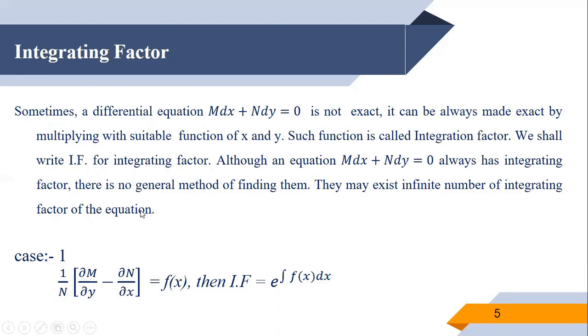Okay, there are some cases we use for finding the integrating factor. First, 1 upon N. Suppose the equation is non-exact, and then we use this formula: 1 upon N (del M by del y minus del N by del x), and if this calculation gives a form which depends only on x, f of x, then the integrating factor is e raised to integration f of x dx. So this is the first case.